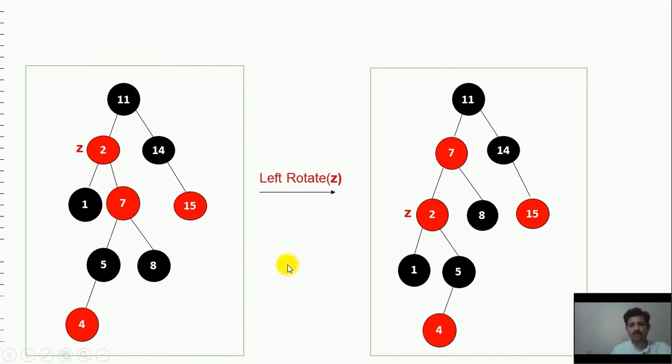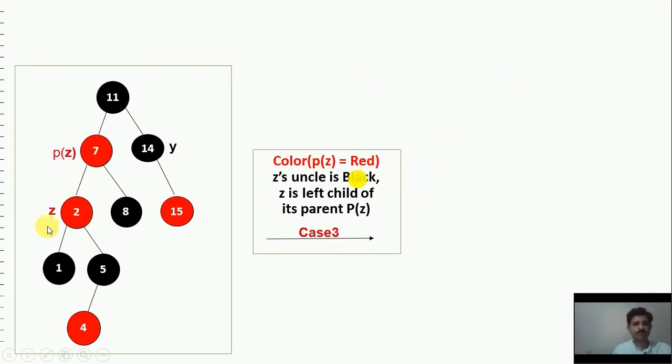So this is case 2, and now this is node Z. Now again check that its parent P of Z is red. So this is node Z, its parent P of Z is red, and uncle of this node is black. Now this Z is the left side of its parent. You can see that Z is placed at the left side of its parent. So while the color of P of Z is red and the color of uncle is black and Z is placed at the left side of P of Z, then it is case 3.